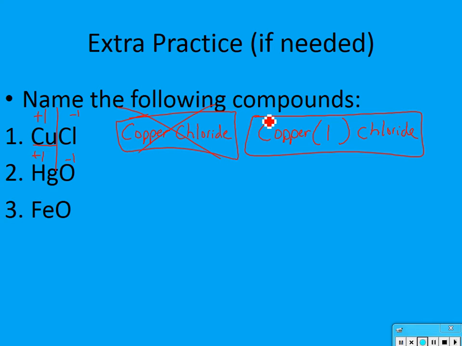Okay. Let's just do the odds. Okay. Number 3. How would you name that? Iron, parentheses, oxide. Okay. Oxygen's what? -2. There's 1 of them, so it's -2. Iron's got to be what on this side? +2. There's only 1 of them, so it has to be +2. Iron 2 oxide.